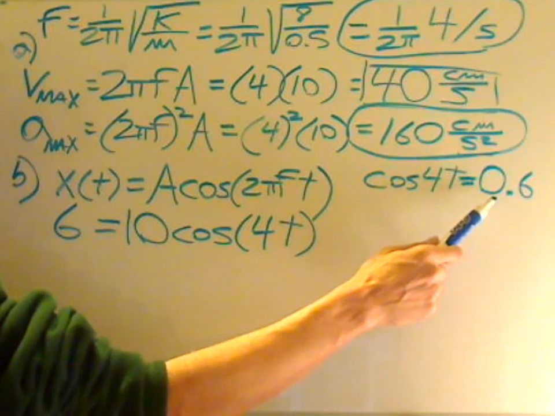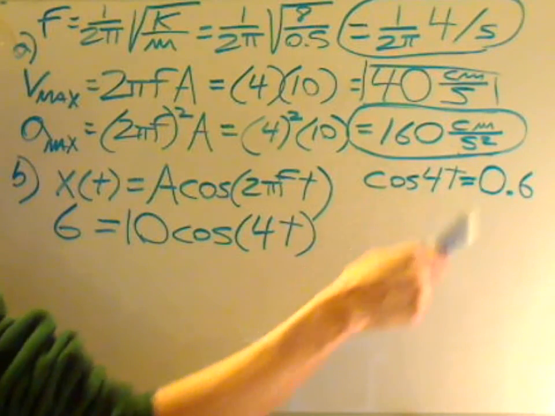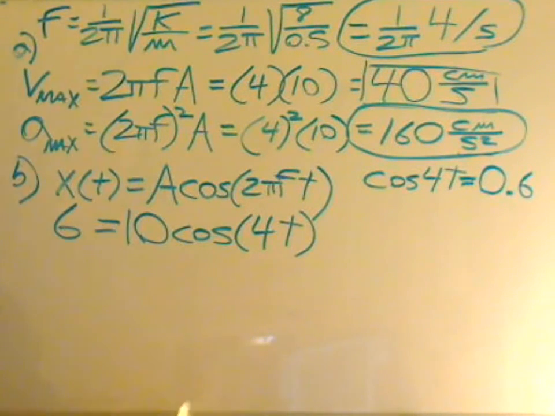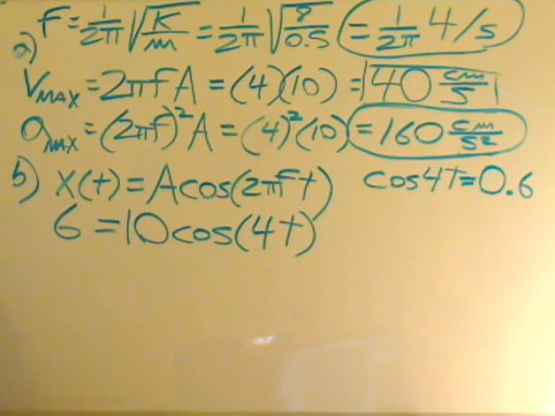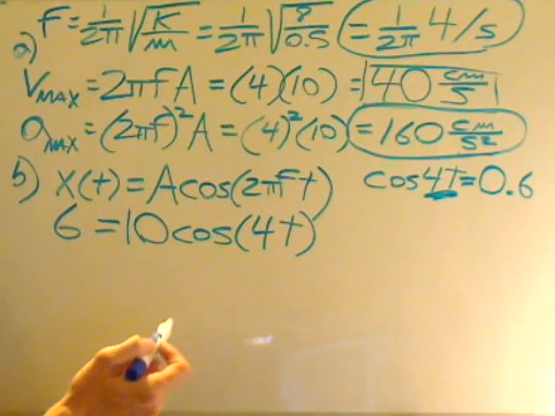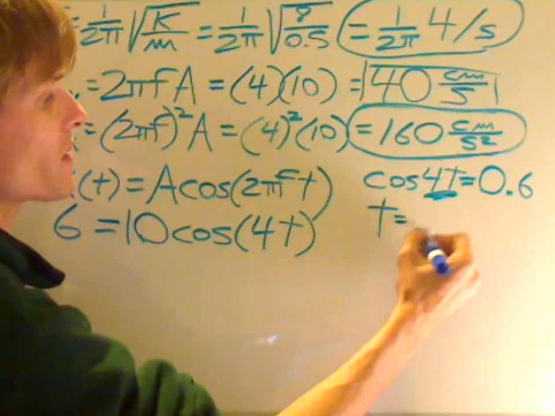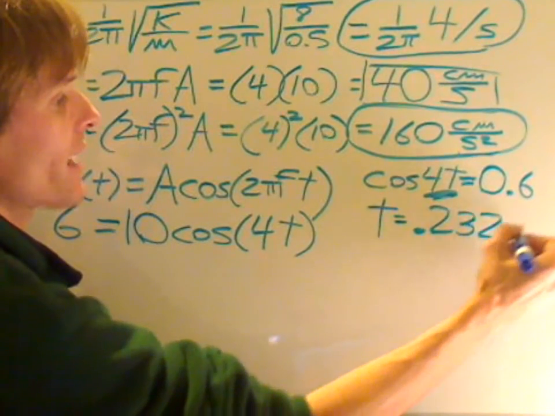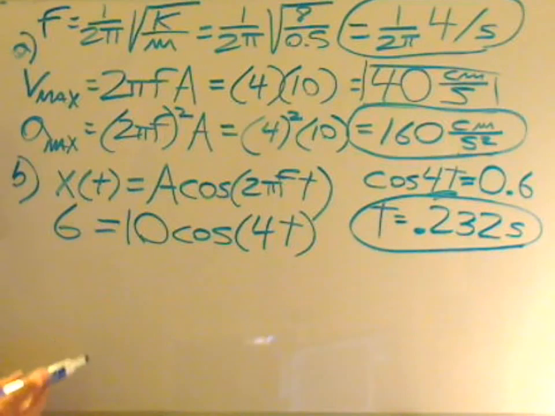So you take the arc cosine of this, that equals 4t, and then divide that by 4 to give you t. When you do this on your calculator, the arc cosine in radians of 0.6 is 0.927. So that equals this 4t part. Then you divide that 0.927 by 4 to get t of 0.232 seconds. So there's our time. That's pretty crucial when we move on here.